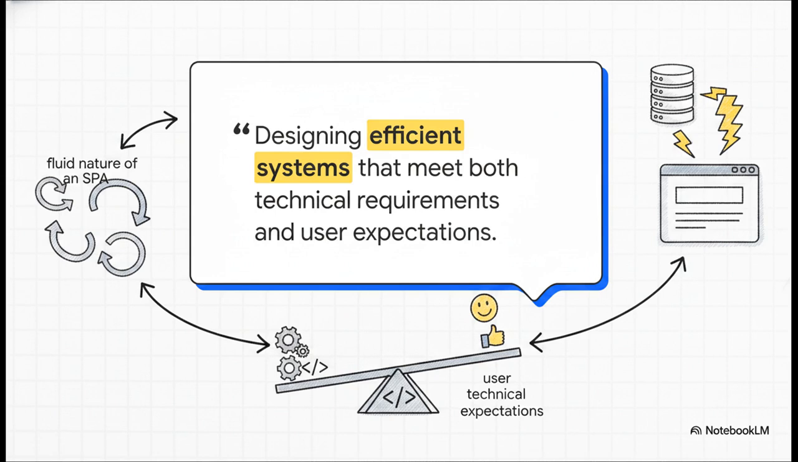Every single architectural decision is a calculation of bandwidth limitations versus processing power on client devices. You are constantly balancing strict core web vitals like largest contentful paint and cumulative layout shift against the sheer complexity of the underlying back-end data aggregation.